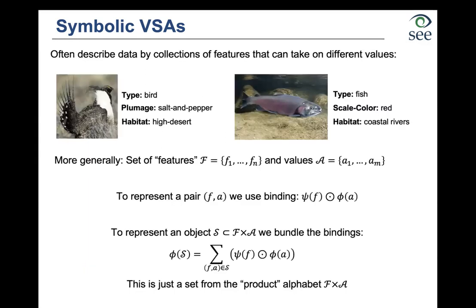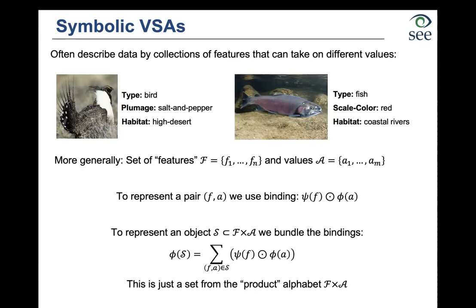So oftentimes we can describe our data by collections of features that can take on different values. For example, instead of thinking about our native California animals as just atomic objects, we could think of them as being described by sets of different feature value pairs. For example, what type of animal is it? Is it a bird or is it a fish? What does its plumage or scales look like?